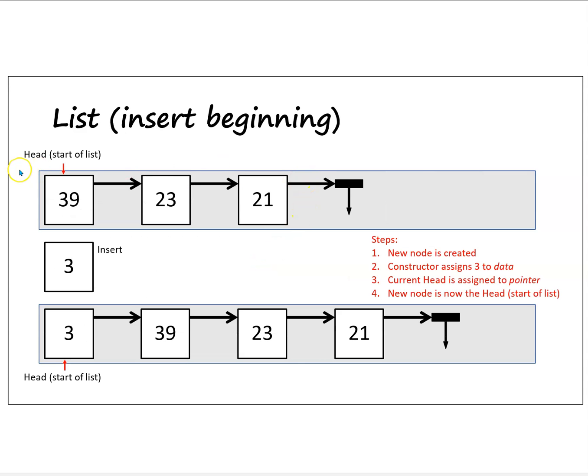So, when we want to insert into the beginning, we start at the beginning of the list. Then what we want to do is we first create a new node. We say we want to insert 3. The constructor, here's our new node. The constructor runs inside and assigns 3 to it. So here's our value.